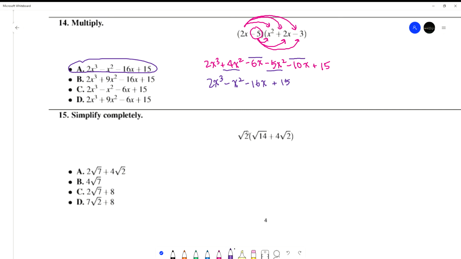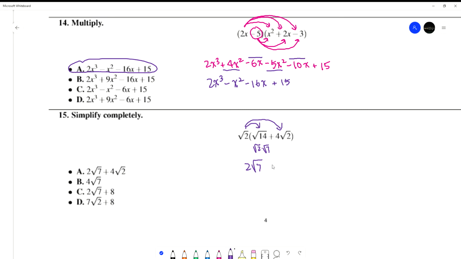All right. Simplify completely. Radical 2 times radical 14 plus 4 radical 2. So you're doing distributive property here, right? We're doing radical 2 times radical 14 and then radical 2 times 4 radical 2. So the way I like to do these is whatever the radical is that's being distributed, I kind of look for that inside of the parentheses right here. This radical 14 is actually radical 2 times radical 7, right? So when I do radical 2 times radical 2, I know right away that's 2 and then radical 7.